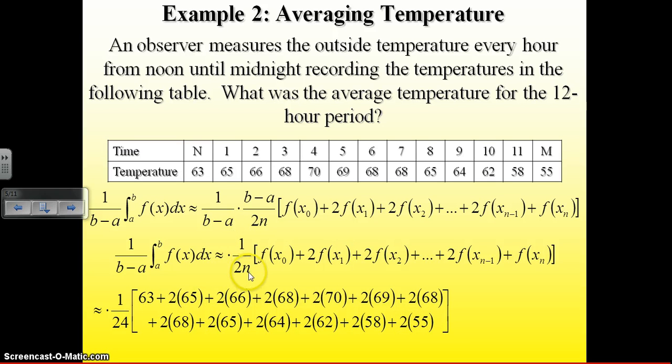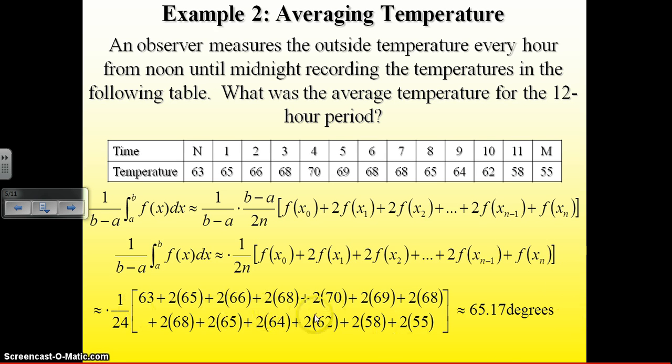And n, how many numbers do we have? It's not the number of numbers here, it's the number of boxes that we would use. In this case, the number of boxes is not 13. The number of boxes would be 12. There's 1, 2, 3, 4, 5, all the way up, and that would be 12 boxes. But again, that should not be 2 times 55, and the answer does come out to be about 65.17 degrees.